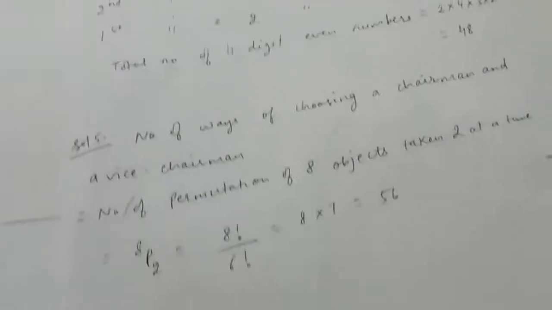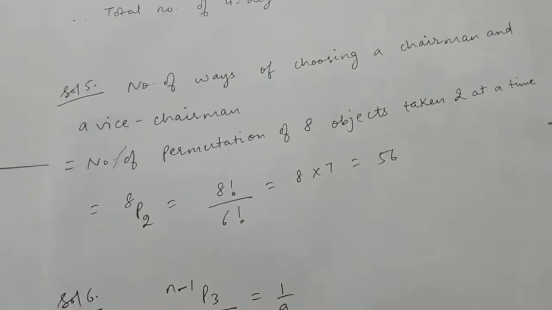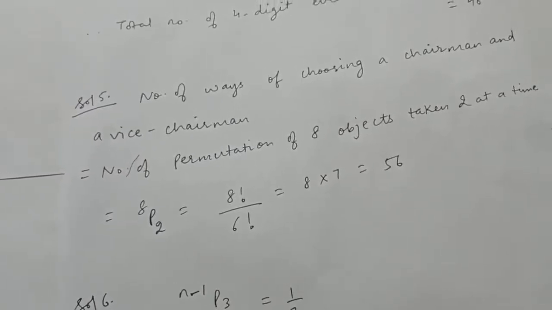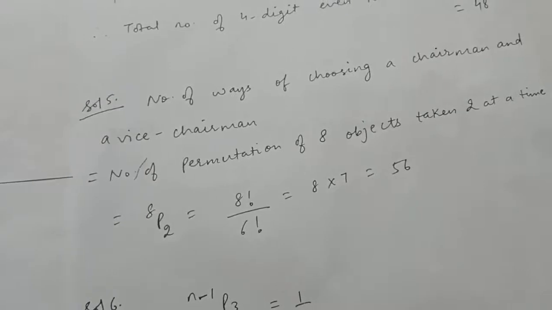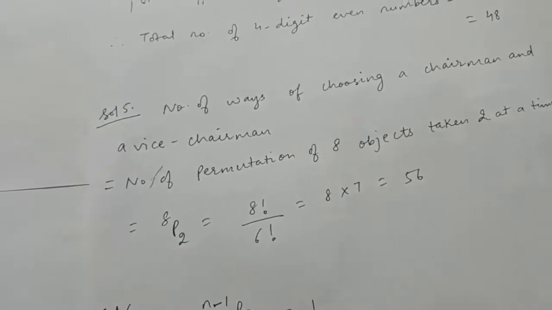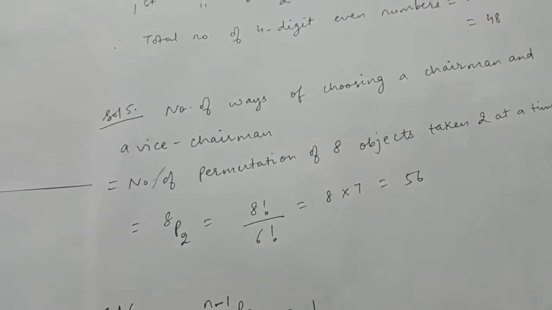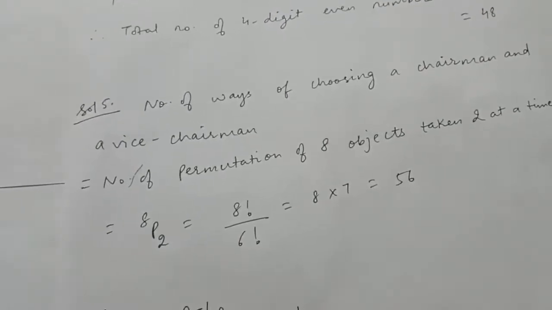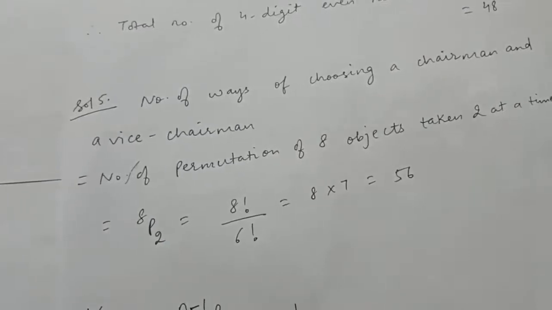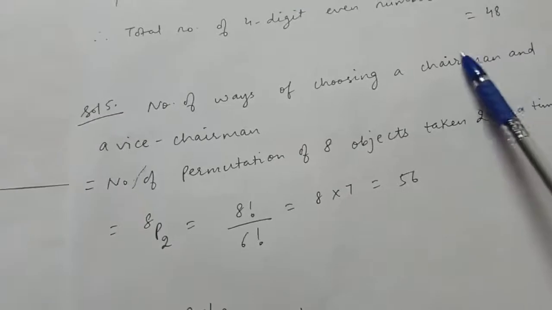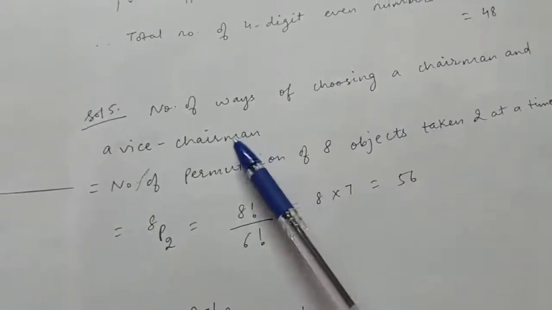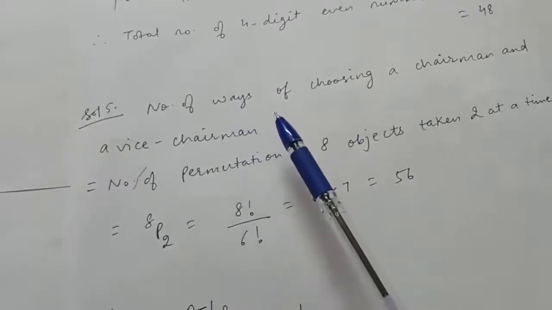Now in question number 5, they have asked: from a committee of 8 persons, in how many ways can we choose a chairman and a vice chairman, assuming one person cannot hold more than one position. They have already given that one person cannot hold more than one position. That is, the position of chairman will be given to one person and the position of vice chairman will be given to another person.